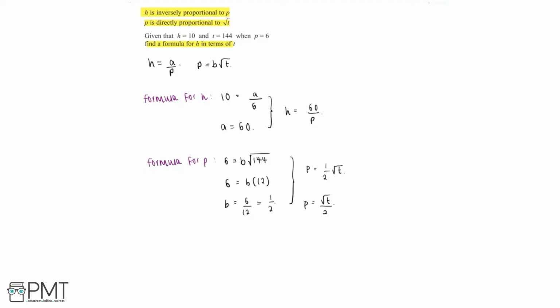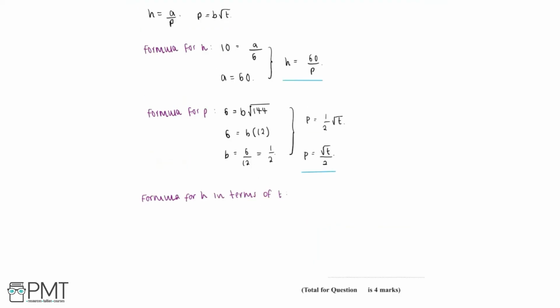And so we found that h is equal to 60 over p, and p is equal to root t over 2. We're asked to find the formula for h in terms of t. And so knowing that p is equal to root t over 2, we can substitute this in to our formula for h. So let's write down the fact that h equals 60 over p. Now if we know that p is equal to root t over 2, we can say that h is equal to 60 divided by root t over 2.